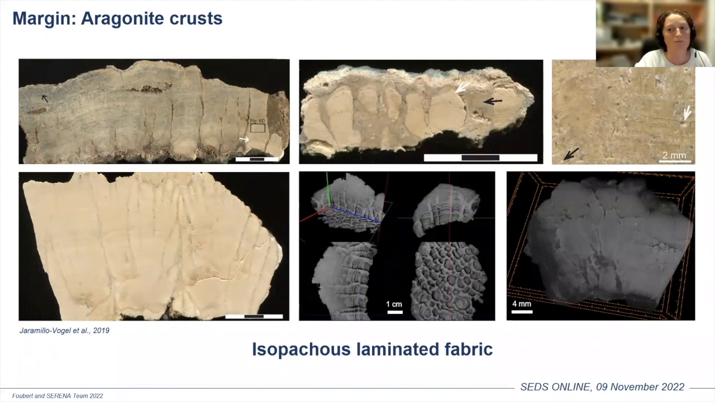However, they have different macromorphologies. Sometimes you see real crusts, as you see here. Sometimes they occur as these columnar buildups, as you see quite nicely here. However, in all cases, they show a very nice laminated fabric, which are, in this case, very isopachous laminated fabrics.